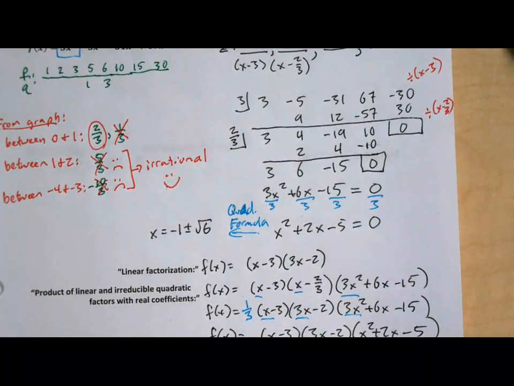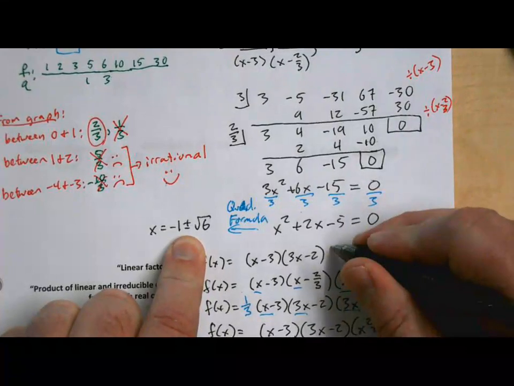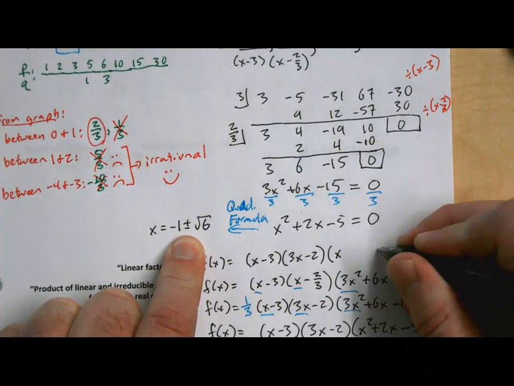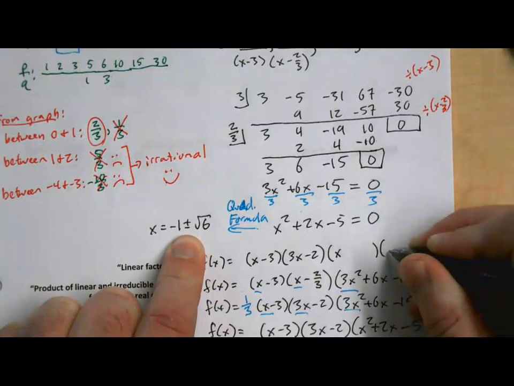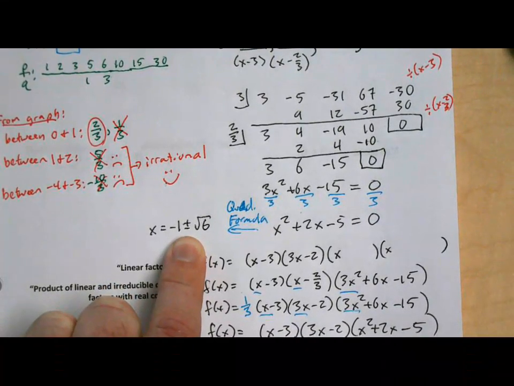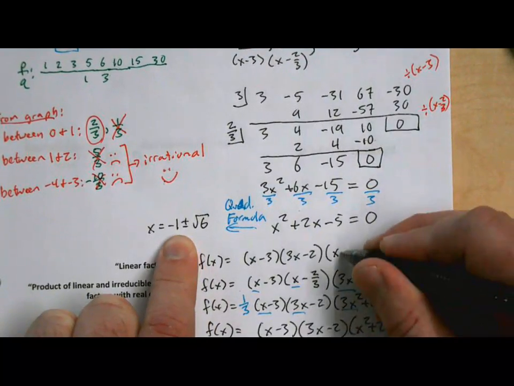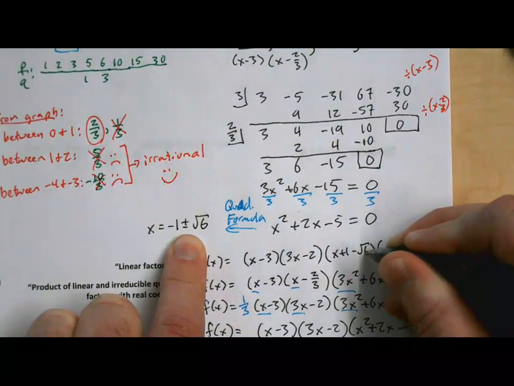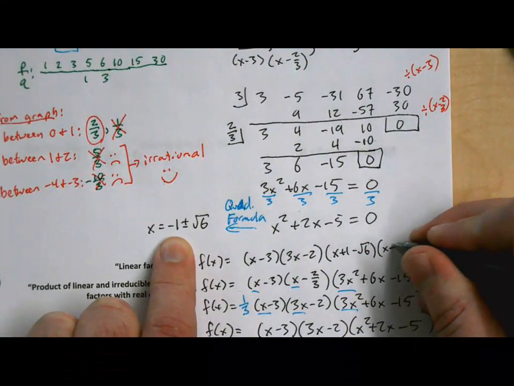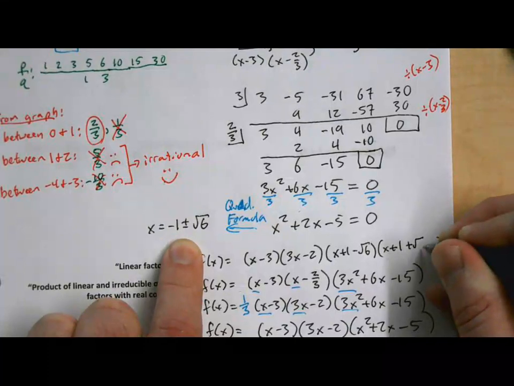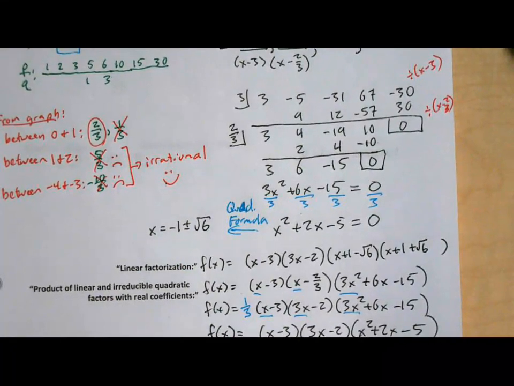And then my other 2 factors are going to come from this, and it's just x and the opposite of whatever your 0 is, right? So negative 1 plus root 6, it would be x plus 1 minus root 6, and then x plus 1 plus root 6. That would be my linear factorization.